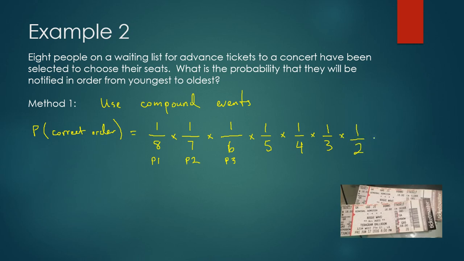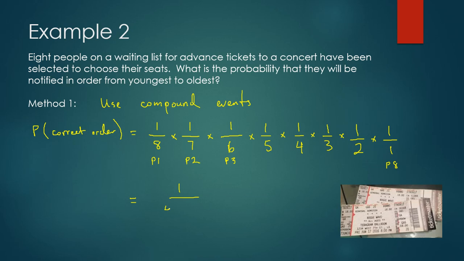And then at the end, for the 8th person, there's one person that's left. So you can say 1 out of 1. And that gets us up to person 8. And we can just do this calculation. 1 times 1 times 1 is just 1. In that bottom calculation, you might actually recognize 8 factorial, or you could do the multiplication. Doesn't matter.